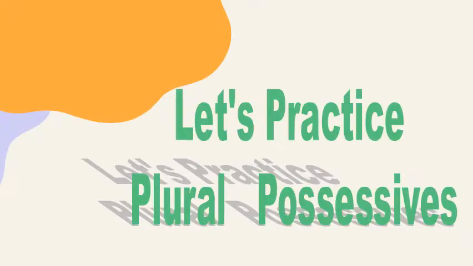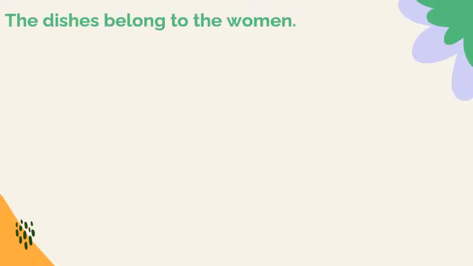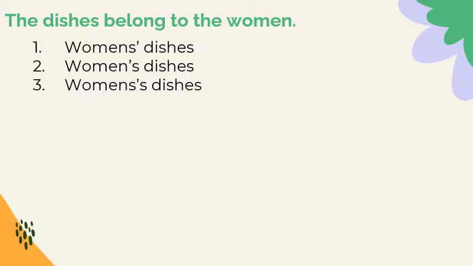Now let's practice irregular plurals. The first example. The dishes belong to the women. So the women are the owners here. Women is an irregular plural noun. So what should we say? Woman's dishes, women's apostrophe s, or womens' apostrophe? Which one is the correct one? Since women is an irregular plural noun, the rule says we have to add apostrophe then s. The number 2 is the correct one.